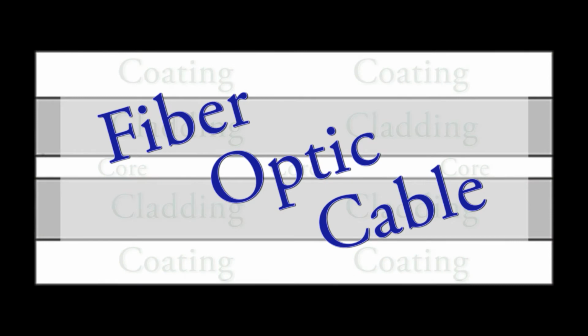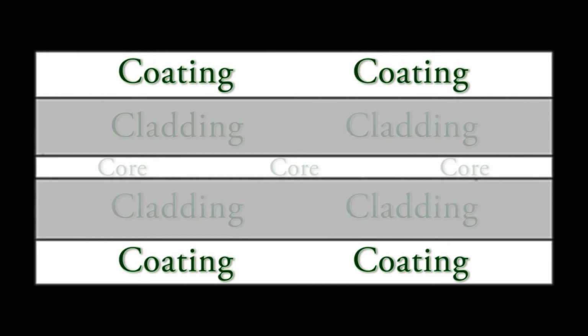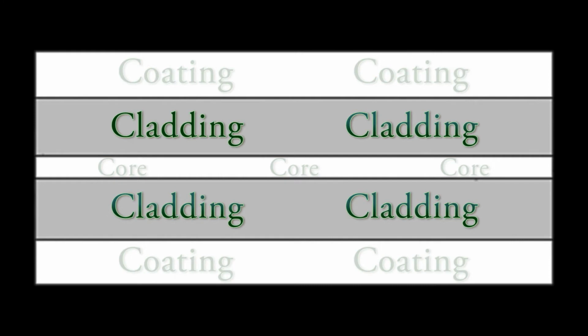This is an example of what a fiber optic cable looks like inside, blown up a little bit for us to see. The outermost layer is the coating. Its job is to protect the rest of the wire. Sometimes there are multiple layers of coating depending on the amount of protection needed. The next layer is the cladding. It's usually the diameter of a human hair.